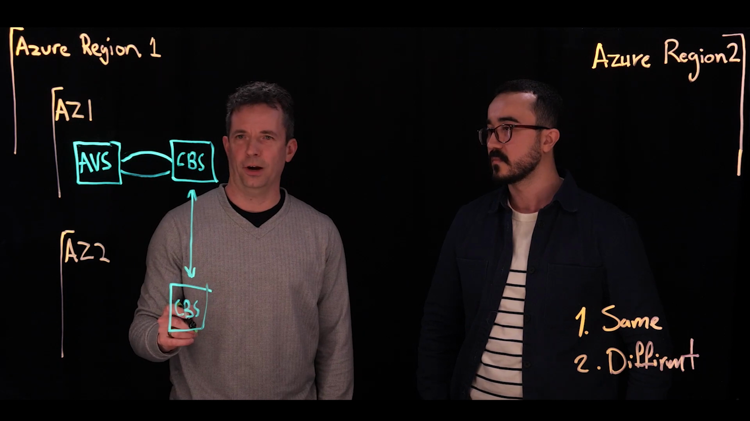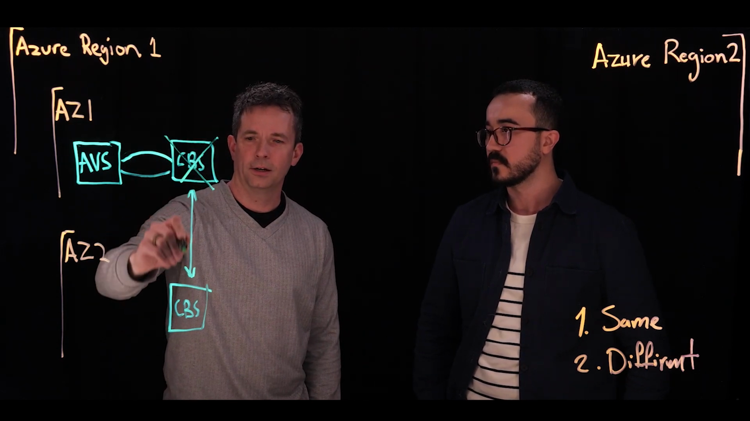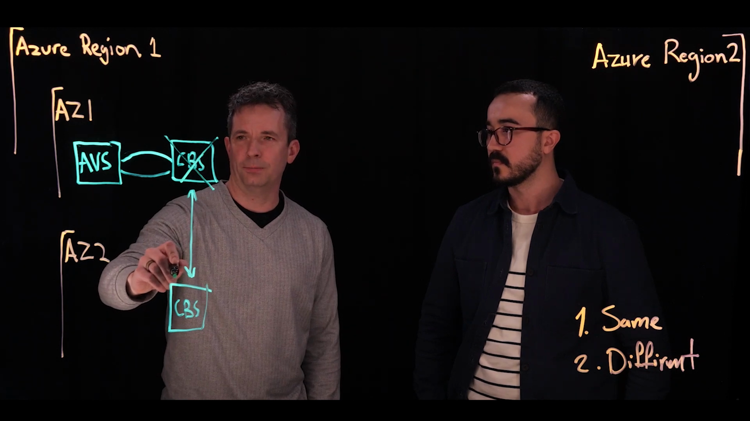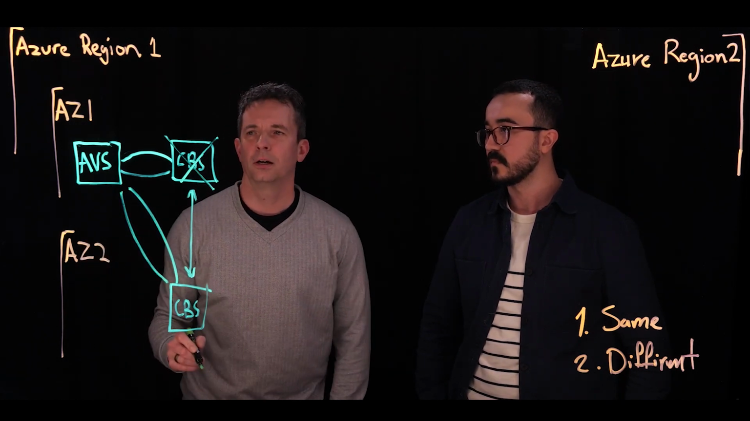And that's really important, right? Because if, for example, this CBS instance were to go offline, this other one will be able to transparently take over in the event of a failover event.